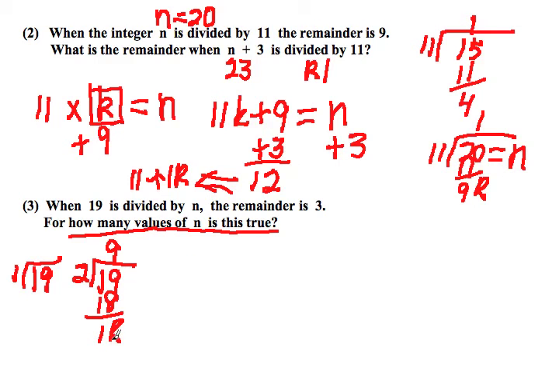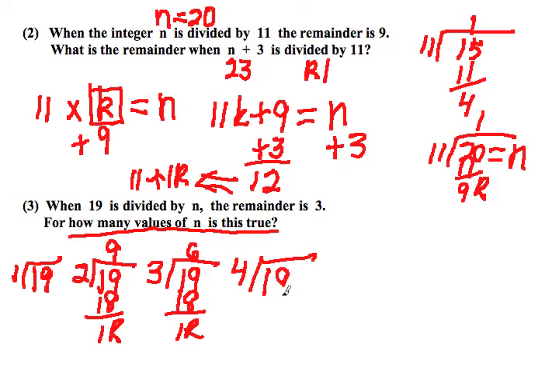Wait, no, because the remainder of 3, we want this to be a 16. Okay, but 3 into 19, 3 6s are 18. That doesn't work. Let's see, 4. Well, 4 will get us to 16. 4 4s are 16. We have a 3 remainder. So you could check 5, which would go into it, let's see, 3 times, but with a 4 remainder.